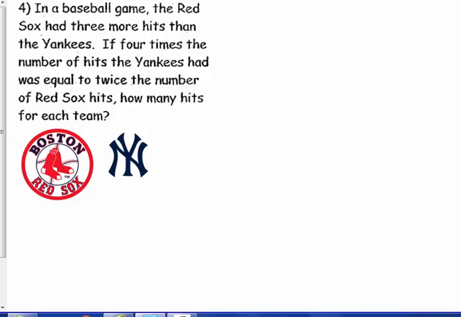In a baseball game, the Red Sox had 3 more hits than the Yankees. That statement is the "let" statements. This is the "let" statements up here. The Red Sox had 3 more hits than the Yankees. They're the x. And yes, I usually write all over my word problem. So let x equal the Yankees. I have to do that. It helps me figure it out. It helps me break down the word problem.